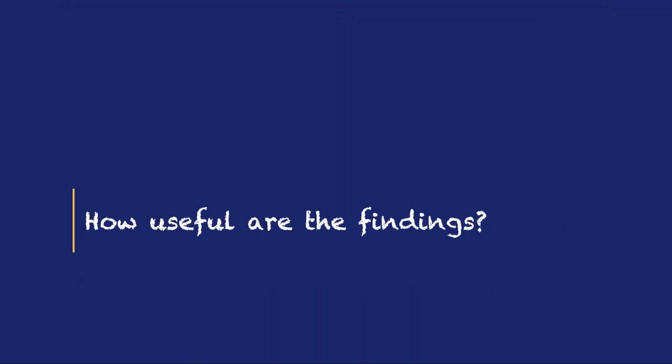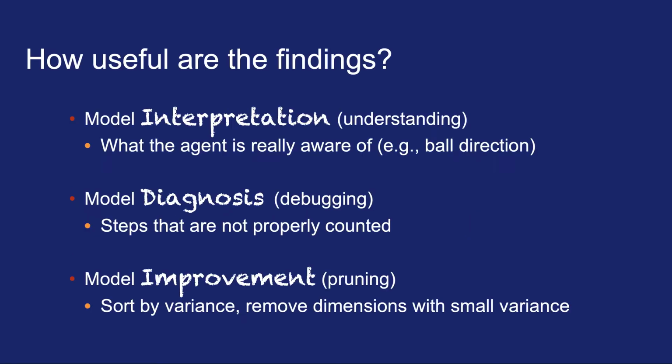To the last point of this talk, I want to briefly summarize how our findings could be useful. First, these findings help to interpret the agent. For example, we can clearly see that the agent is aware of the ball's moving direction. Second, our finding can be used to diagnose the failure cases. The step counter dimension is a good scenario, where the abnormal behaviors of the RN cells could trigger the process of debugging. Third, we're currently exploring how to use the findings to improve the deep reinforcement learning models.